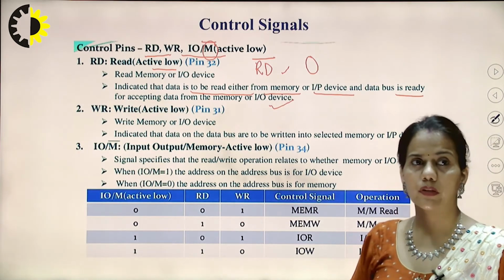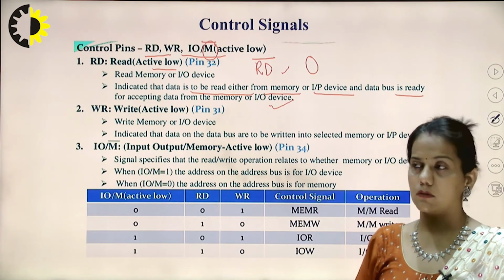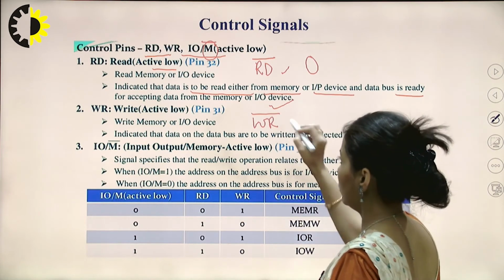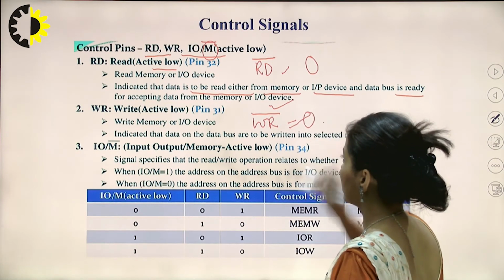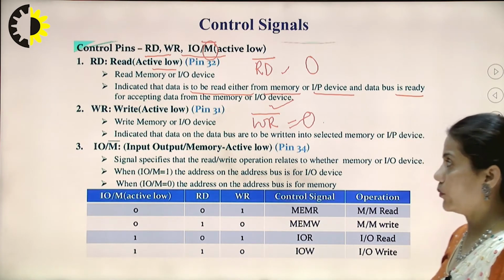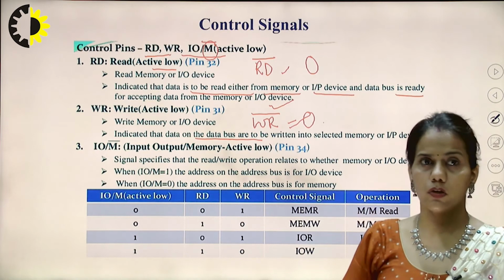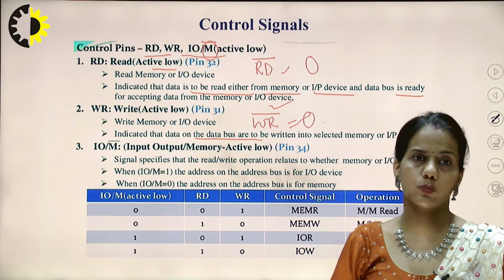When we are performing the write operation in the microprocessor, again the write pin is active low. So logic 0 at the write pin indicates that some writing operation is being performed. It indicates that data on the data bus is to be written to the selected memory or the input output device.